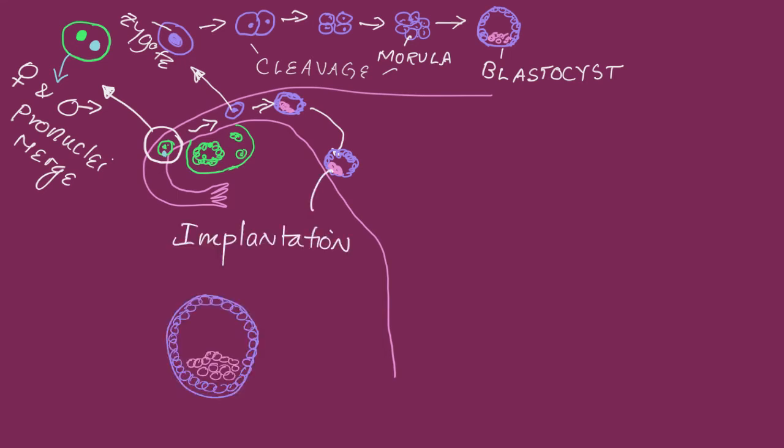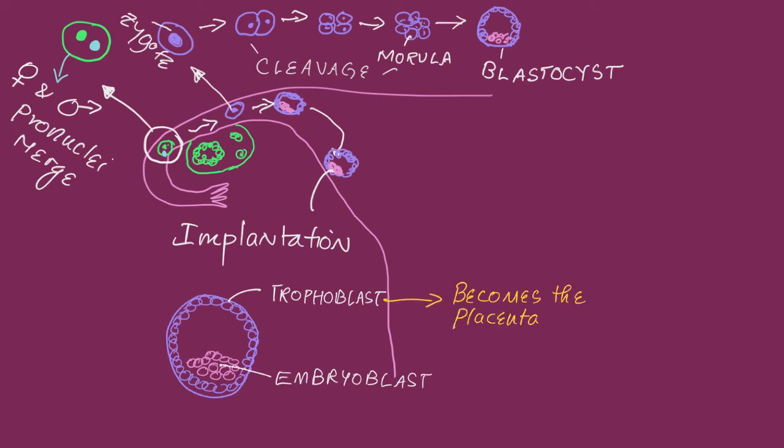So here is implantation. Here's a closer look at the blastocyst. We have the blue-colored cells forming the trophoblast and the pink cells forming the embryoblast. The trophoblast becomes the placenta and the embryoblast becomes the embryo.